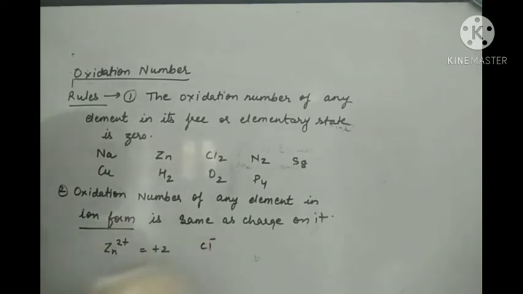Now here it is not the elemental state. So what is the charge? -1. So if a monoatomic ion is there, monoatomic meaning a single atom, then what is the oxidation state of the element? That is equal to the charge on that particular element.